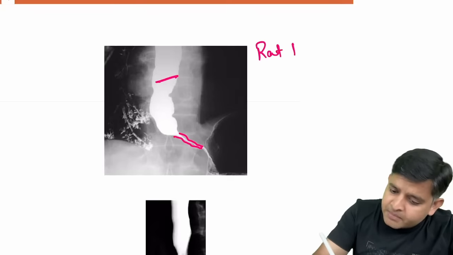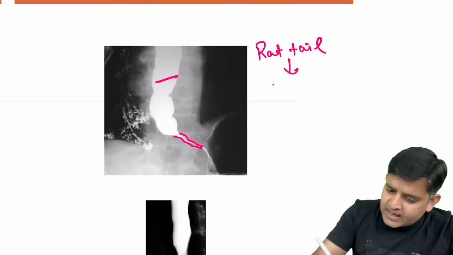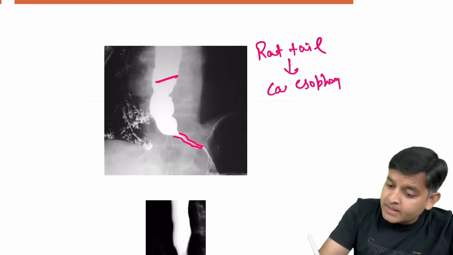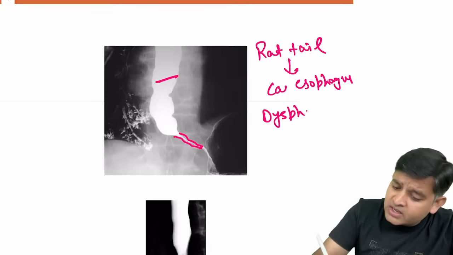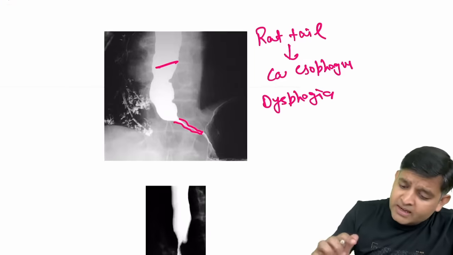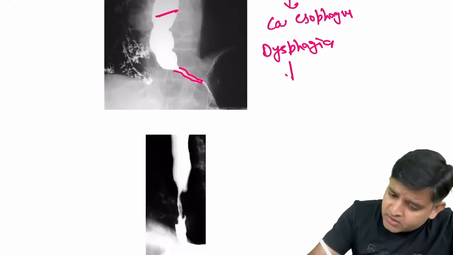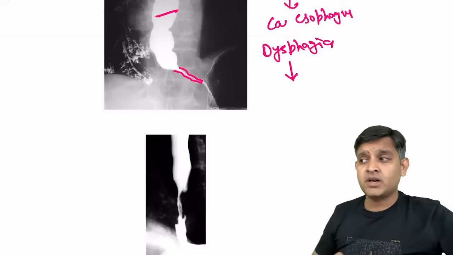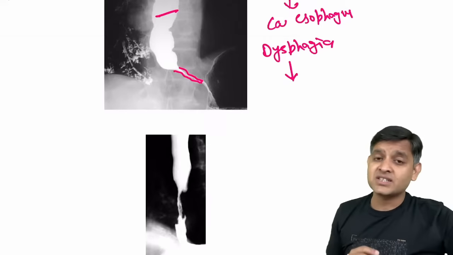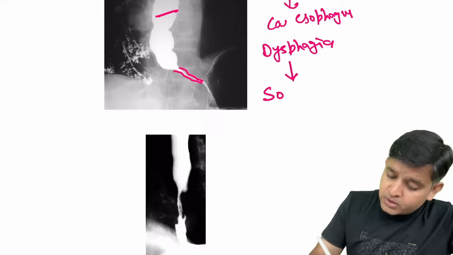this is called rat tail appearance. Rat tail is a feature of carcinoma esophagus. But again, if you get confused, look at the history of dysphagia. What is the typical pattern of dysphagia seen in cancer esophagus? Dysphagia will be to solid.